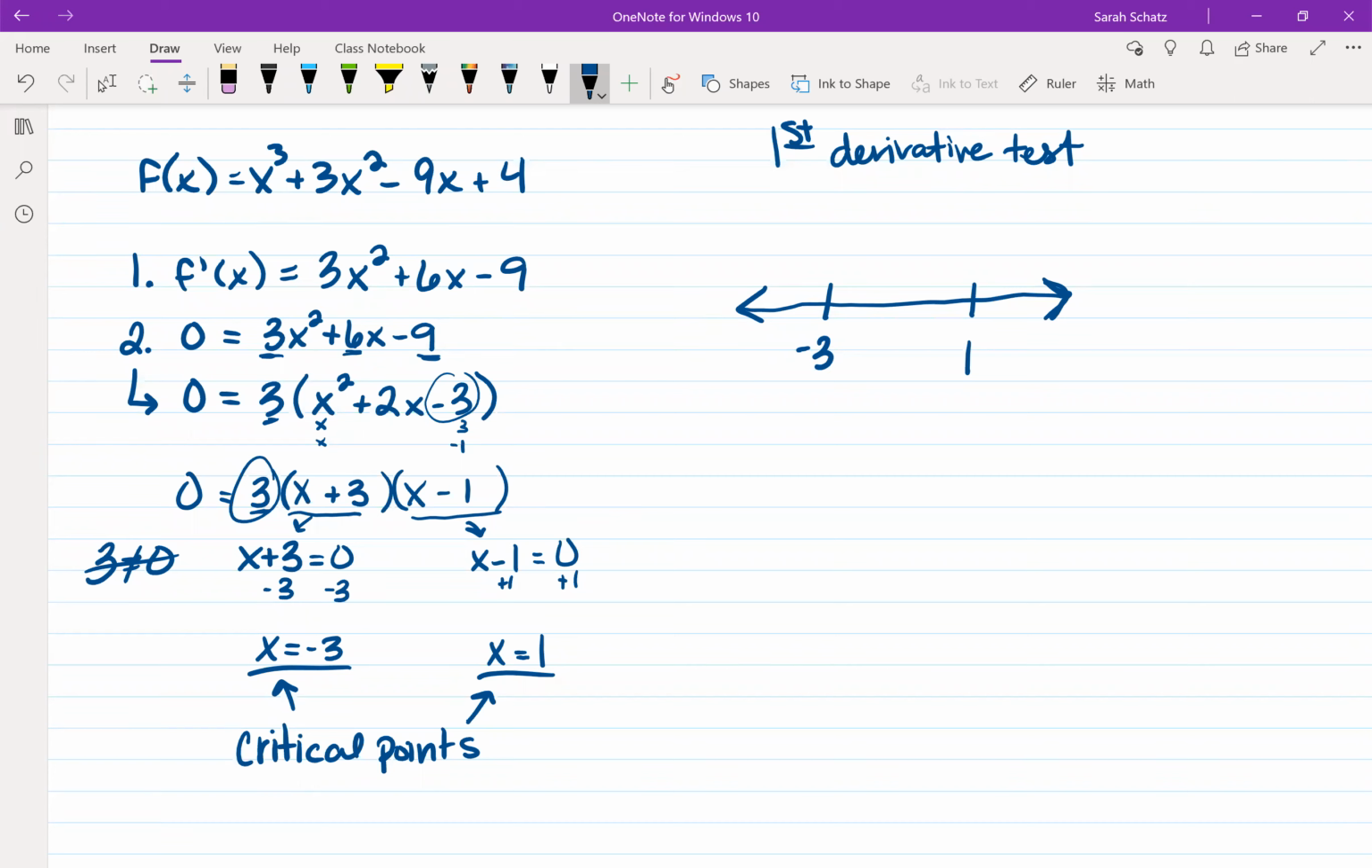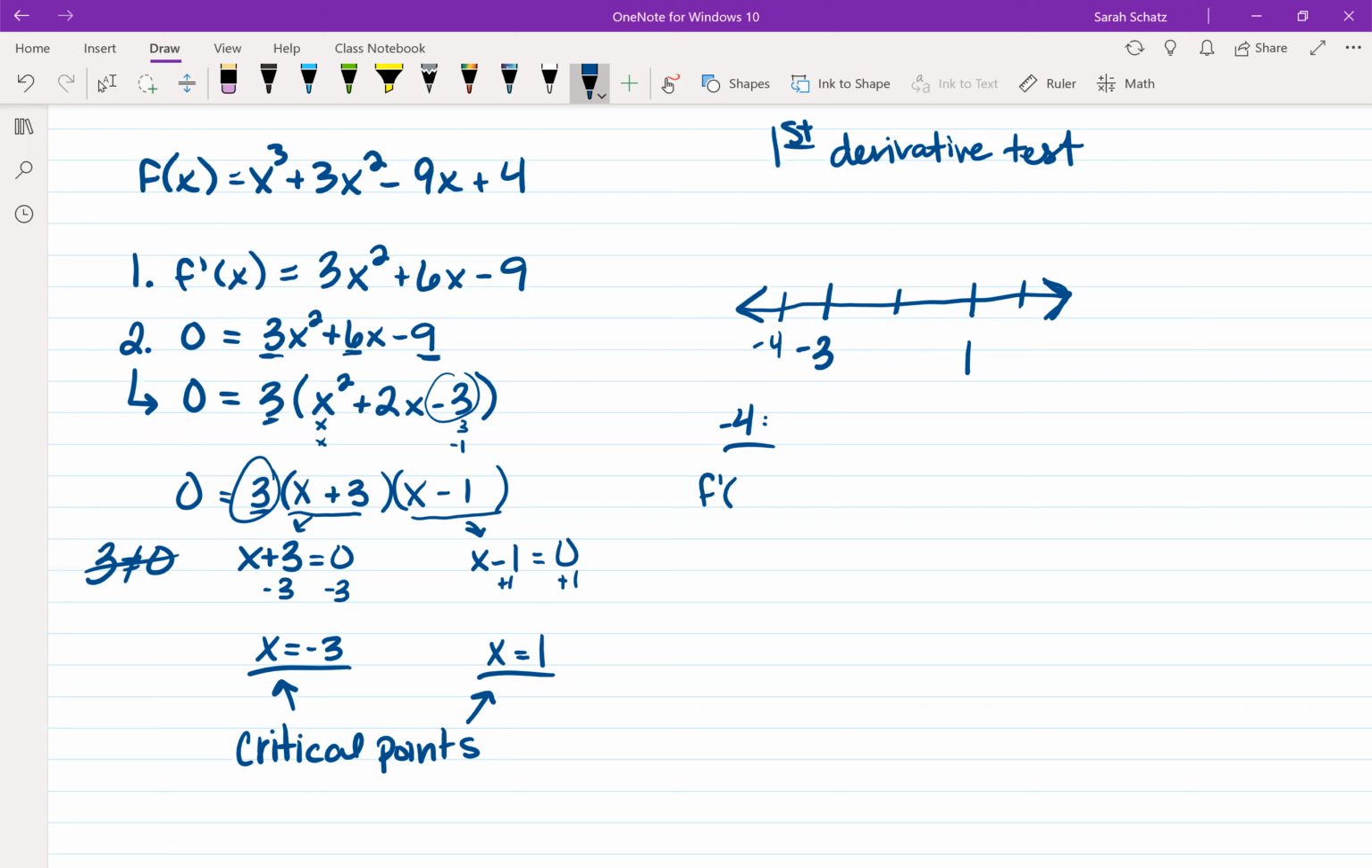Because I have 2 critical points, notice that I have 3 intervals to test now. So I can't just pick 2 numbers. I have to pick a number over here, a number in here, and a number on this side. Remember, I'm going to test these values into the first derivative. So anything less than -3, I'm just going to pick -4. Okay, so -4 into the first derivative.